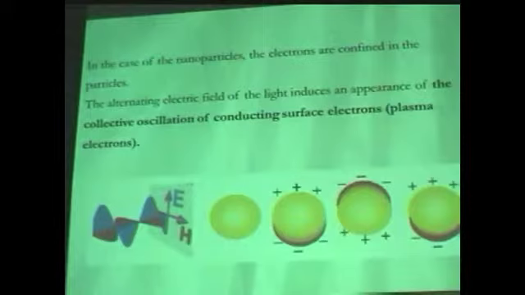So, in the case of the nanoparticles, the electrons are confined in the particle. The alternating electric field of the light will induce the appearance of a collective oscillation of conducting surface electrons, as we can see here from this schematic representation, and this collective oscillation of conducting surface electrons is called plasmon electrons.